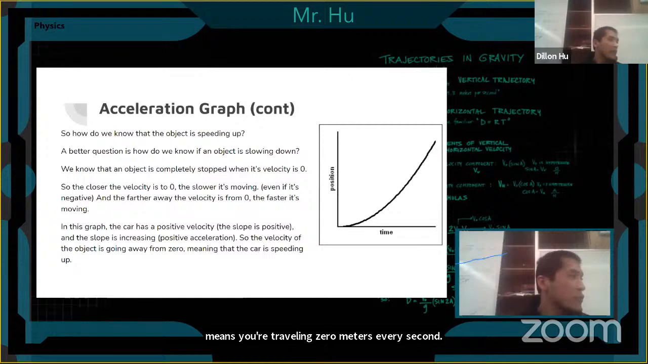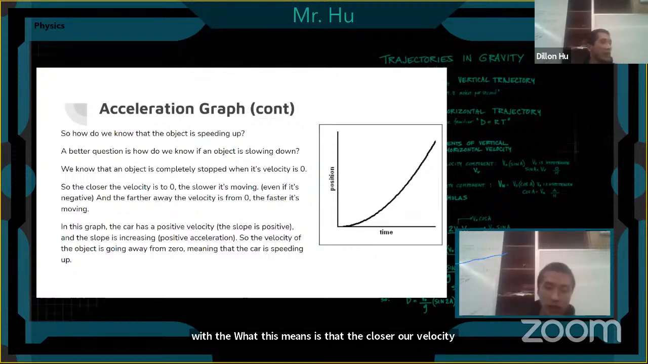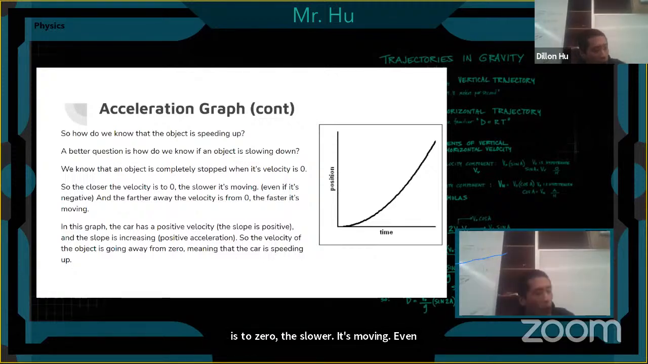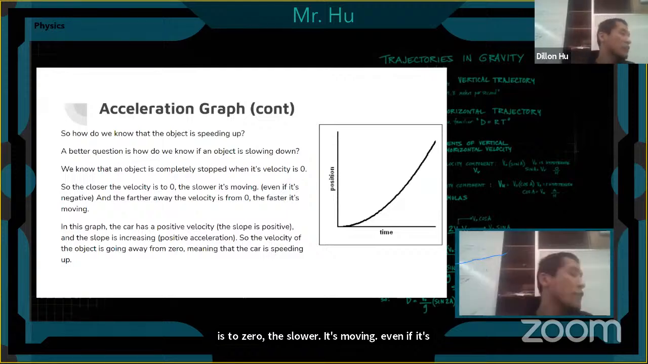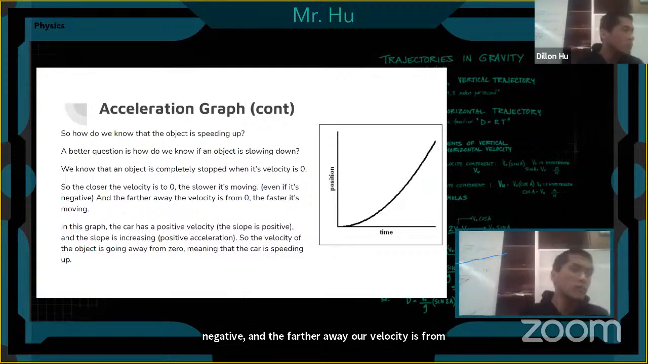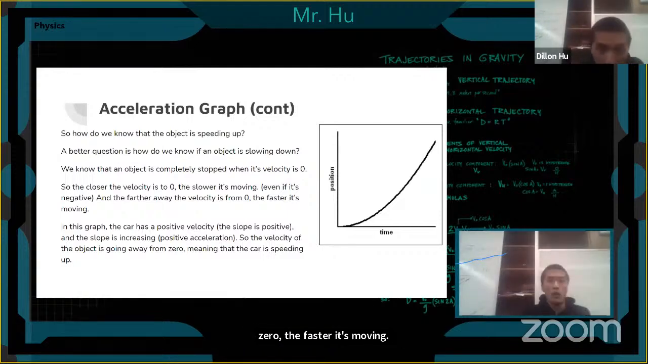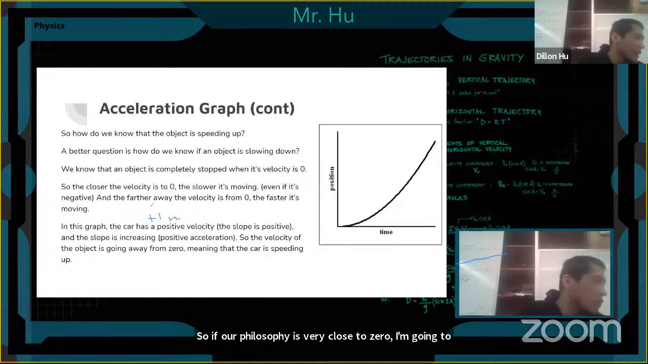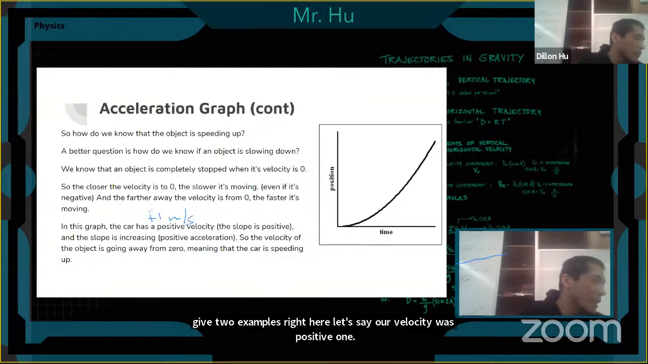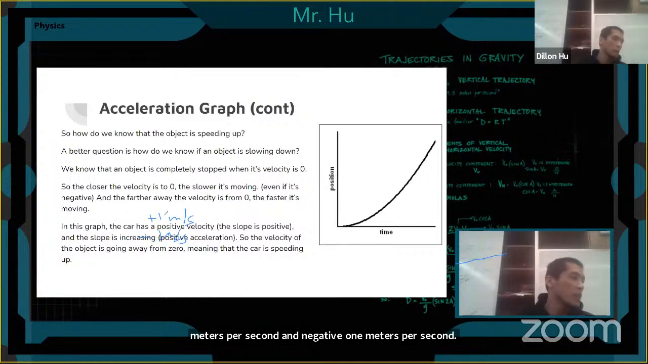What this means is that the closer our velocity is to 0, the slower it's moving, even if it's negative. And the farther away our velocity is from 0, the faster it's moving. So if our velocity is very close to 0, I'm going to give two examples right here. Let's say our velocity was positive 1 meter per second and negative 1 meter per second. These are both pretty close to 0. These are both pretty slow.